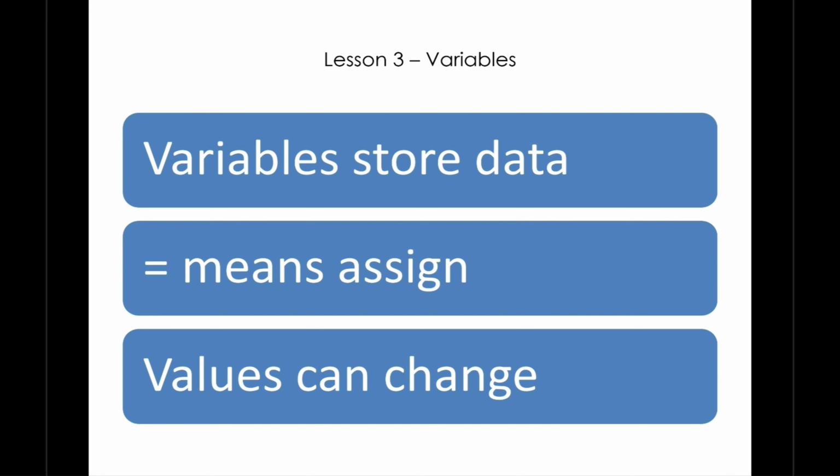In Lesson 3, we introduce variables. A variable is a named storage location that holds data. The equals sign in Python does not mean equals like in maths, it means assign or assignment. Variables can change value while the program runs, and later lines use the most recent value stored, like we saw in that lesson.